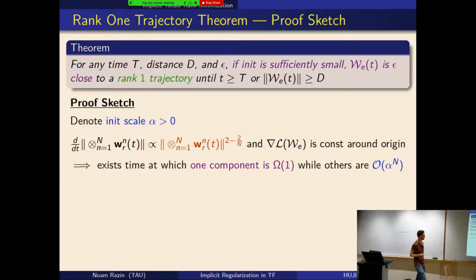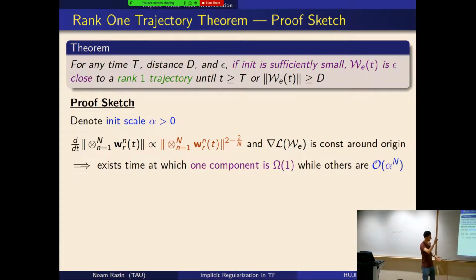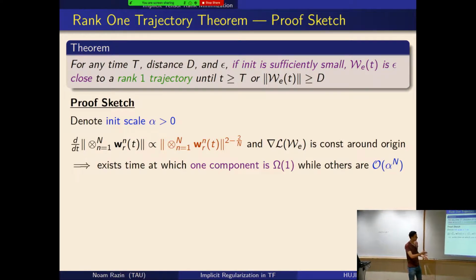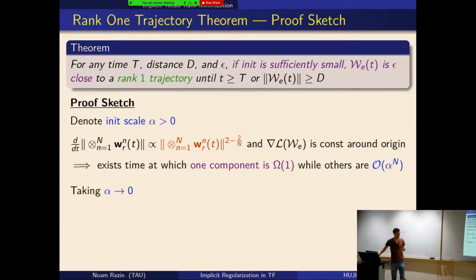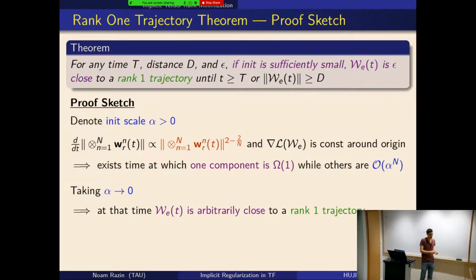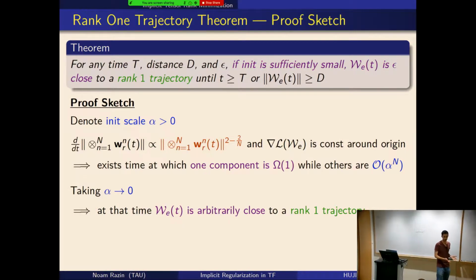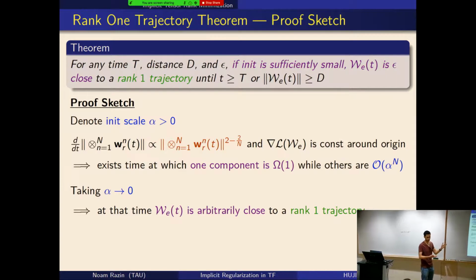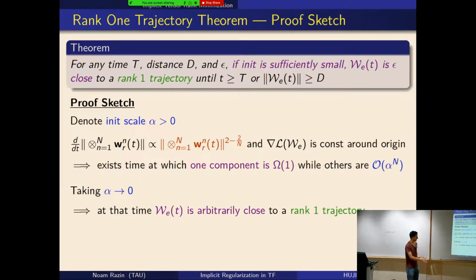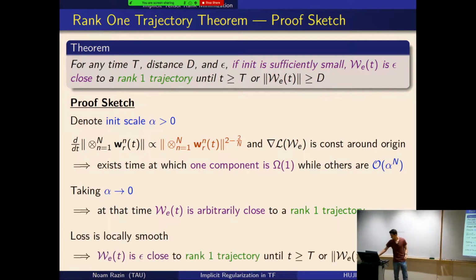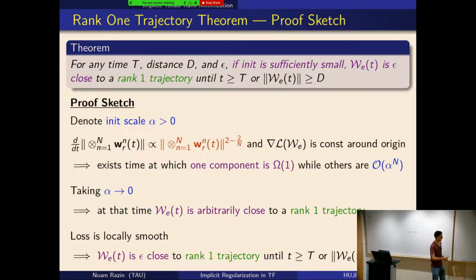We can show that there exists a time at which one component will be large, of constant scale, it grows up, while all the rest are near 0. They will be O of alpha to the power of n; their size will still depend on the initialization scale. What this means is that when we take alpha towards 0, at that time our N tensor will be arbitrarily close to a rank 1 tensor, right? Because one component will be of constant size, and the rest will be pushed towards 0. And this basically completes the proof. All that's left is to note that since the loss is locally smooth, it will stay close to that rank 1 trajectory until the given time or distance.